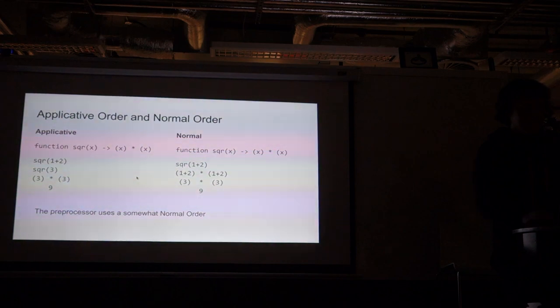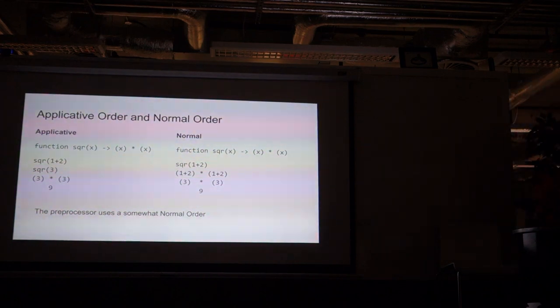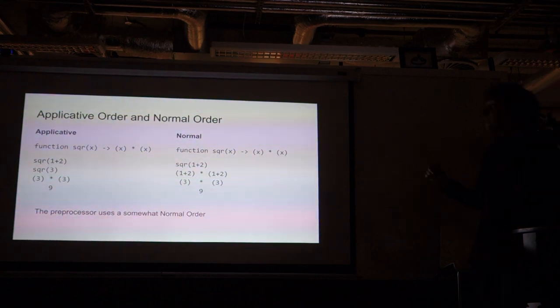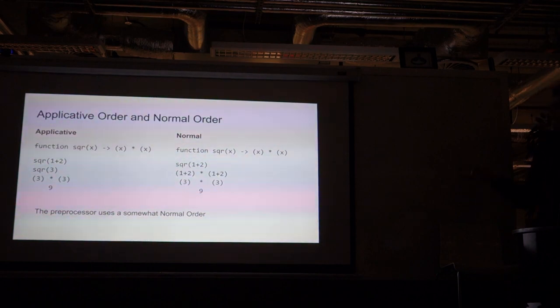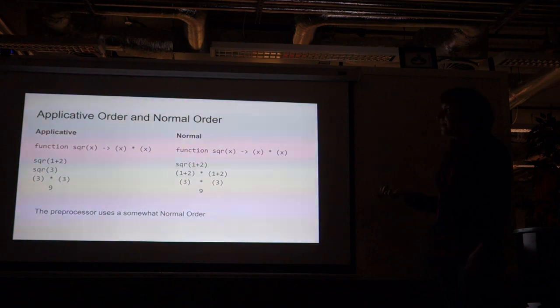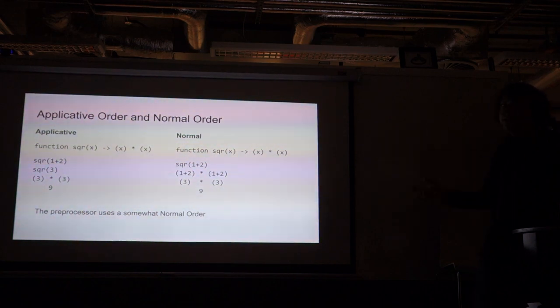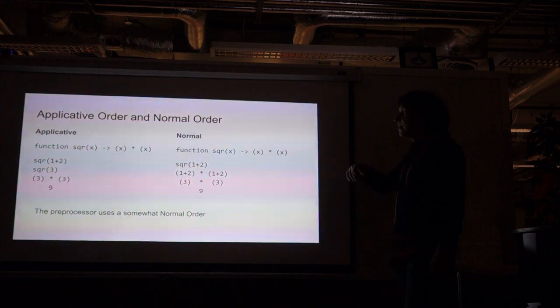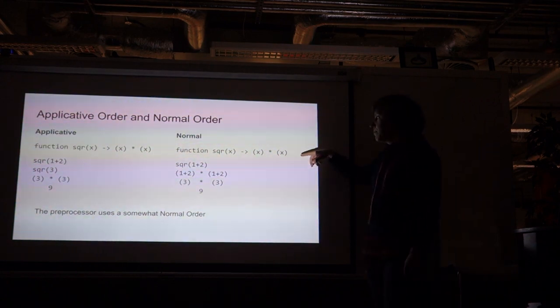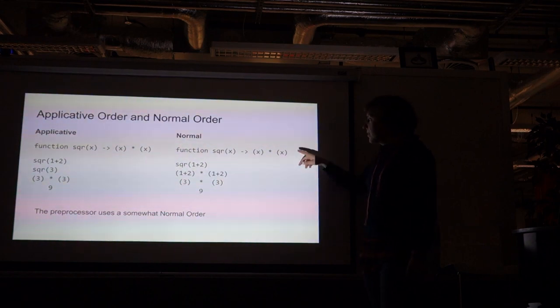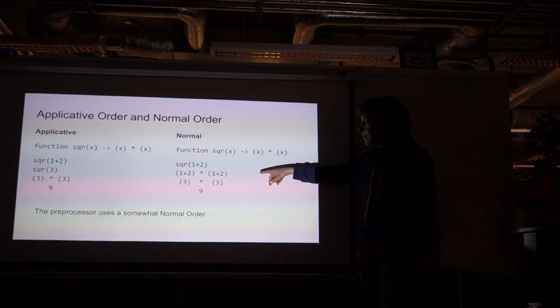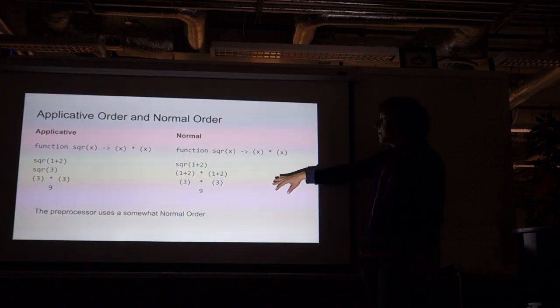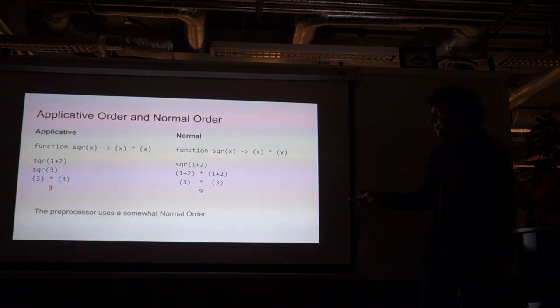This is some academic stuff. There are two evaluation orders: one of them is applicative, the second is normal order. We are used to working with applicative order, which is basically where arguments are calculated before the function is called. Here we have a typical square function. It takes 1 plus 2, 1 plus 2 is reduced into 3, then the function is expanded, 3 multiplied by 3, and we get 9. In normal order, it's different. We substitute 1 plus 2 twice, then calculate it, and then multiply 3 by 3, and we get 9. The preprocessor uses something like normal order.